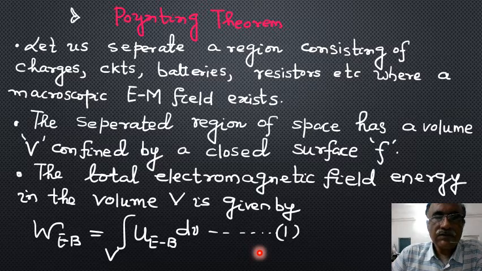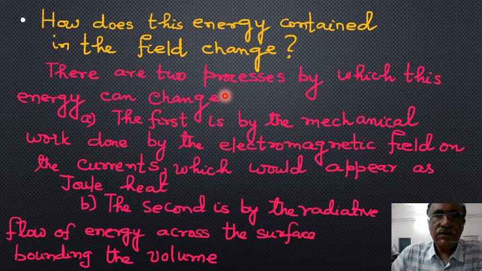So, for establishing the Poynting's theorem, we first of all start with a particular volume in which the electromagnetic field energy is given by the expression 1. Now, how does this energy contained in this field change? There may be two ways by which the energy can change. The first is by the mechanical work done by the electromagnetic field on the currents, which would appear just as the Joule heat. The second is by the radiative flow of energy across the surface bounding the volume.